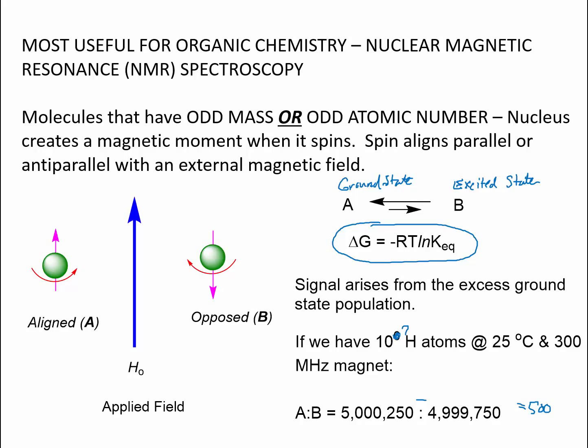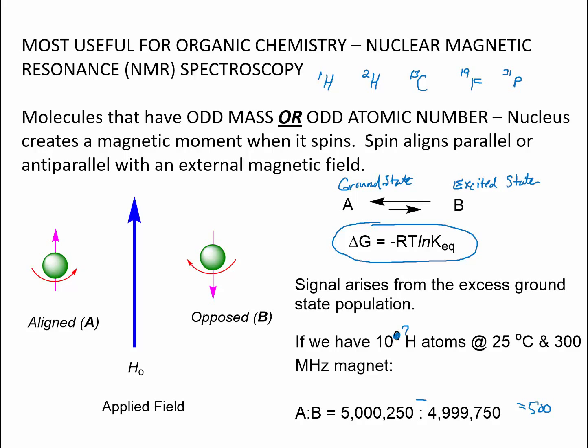Okay, let's look at odd mass or odd atomic number. What are some common elements that have this property? Protons. Deuterium has an even mass but an odd atomic number of 1. Carbon 13. Fluorine 19. Phosphorus 31.